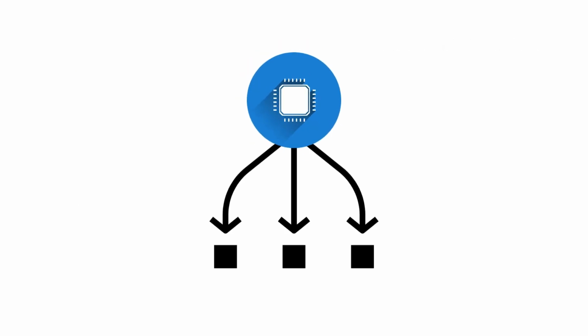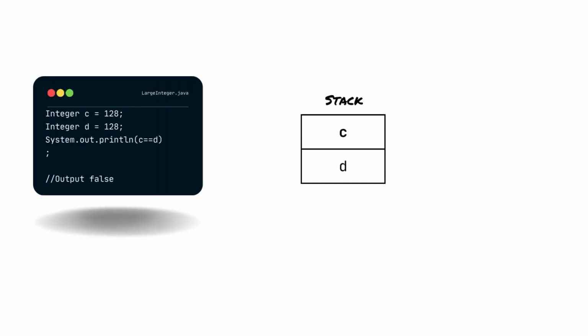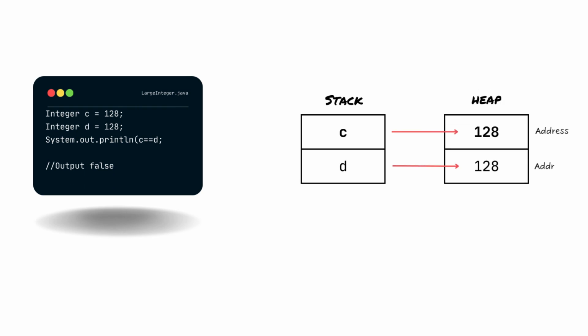Let's see the memory distribution of the second example in the JVM. Two local variables, C and D, are created on the stack, and two memory areas are allocated on the heap, both storing the value 128. The reference of variable C points to the address of the first 128. The reference of variable D points to the address of the second 128.